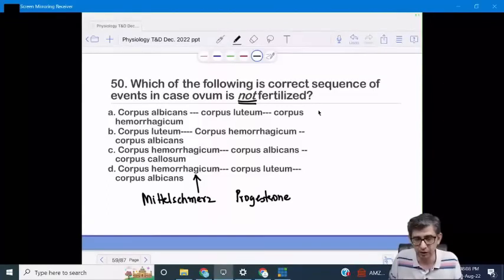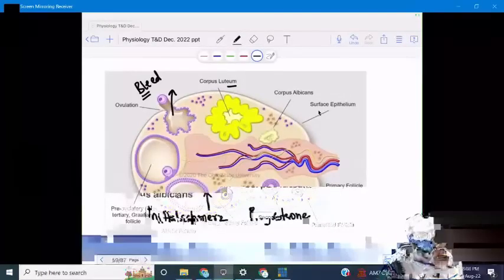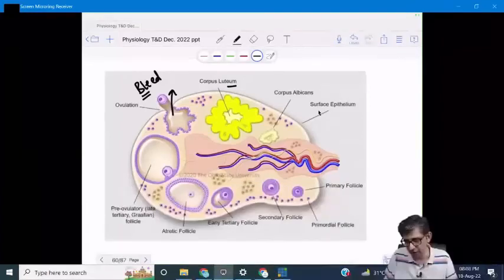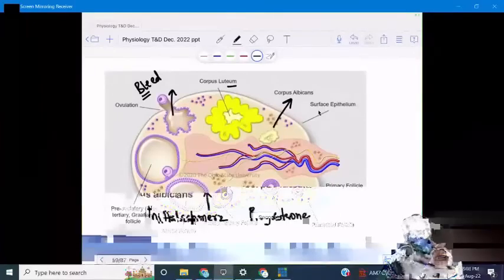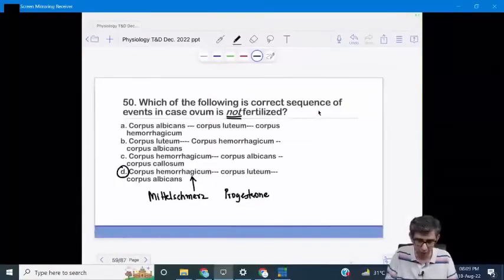That is what we always study, that initially there would be ovulation. So with ovulation there is a little bit of bleeding also, which causes mid-cycle cramps in young females. So the term that we'll use for that would be Mittelschmerz or corpus hemorrhagicum. Then would be corpus luteum, which will be yellowish in color. It will produce progesterone, and then because there will be no fertilization, corpus albicans will be formed, which will be a small scar over the surface of the ovary. The correct sequence in this case would turn out to be option number delta. First corpus hemorrhagicum, then corpus luteum, and after that corpus albicans.